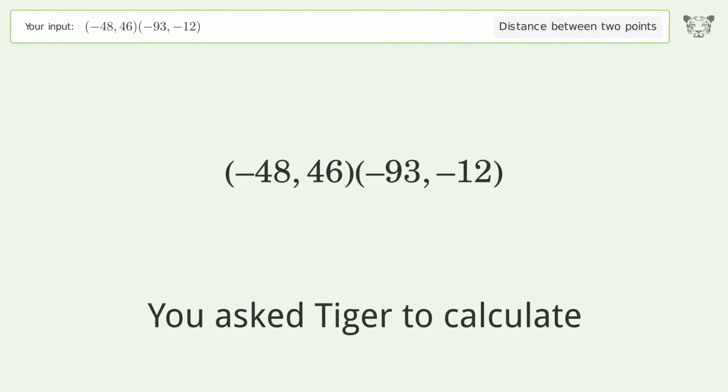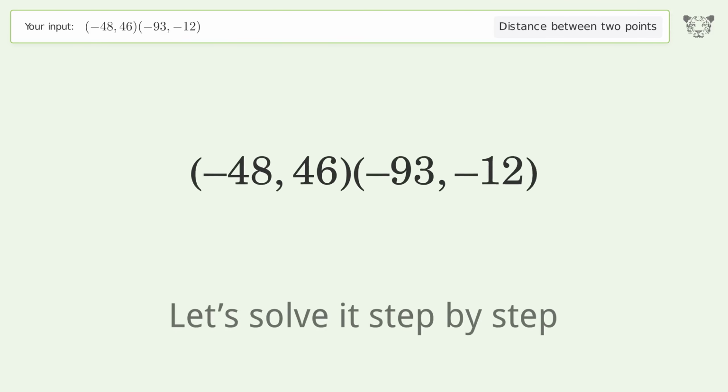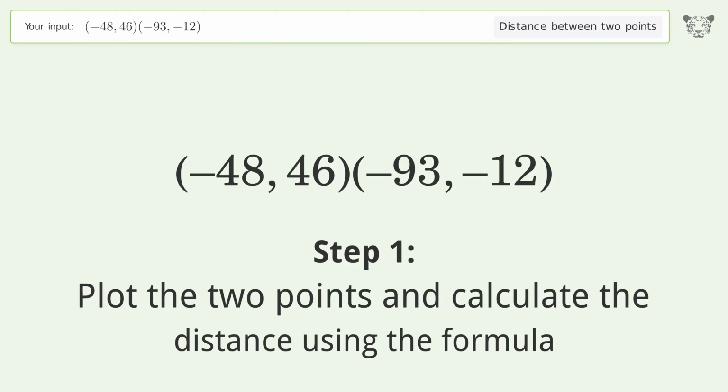You ask Tiger to calculate the distance between 2 points. The distance between the 2 points is the square root of 5,389, or 73.41. Let's solve it step by step. Plot the 2 points and calculate the distance using the formula.